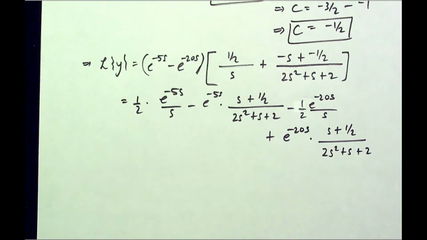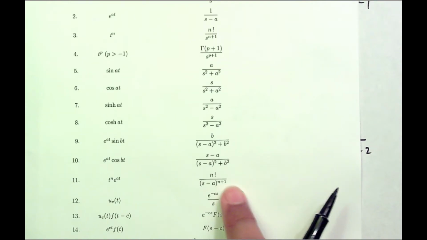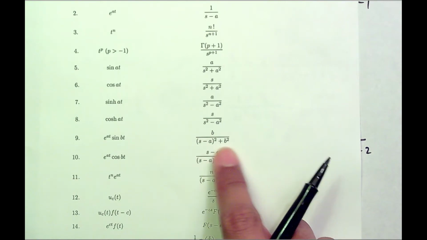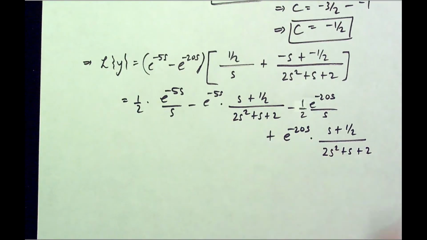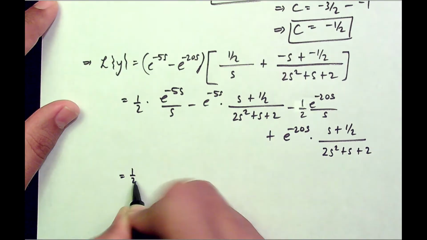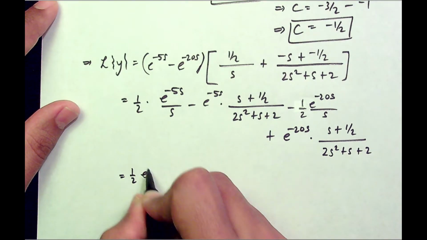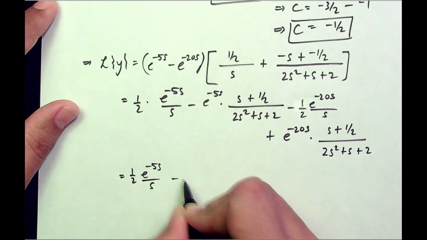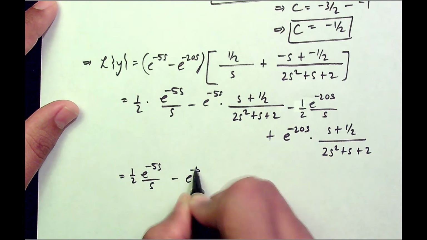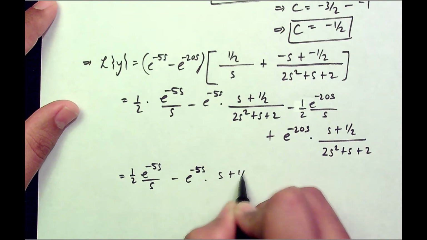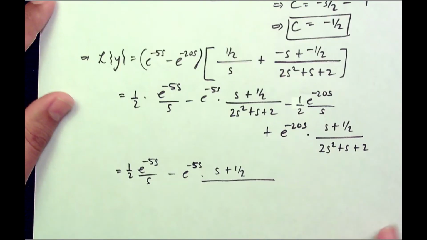So what you need to do is look at how they all are written. We're going to have to complete the square. Okay, so we're going to have to complete the square here. So this is going to be 1/2 e to the negative 5s over s. So I'm just copying that one. Minus e to the negative 5s times s plus 1/2. And then let's complete the square on the bottom.